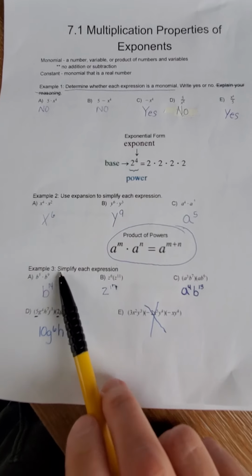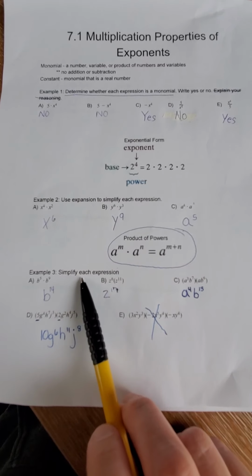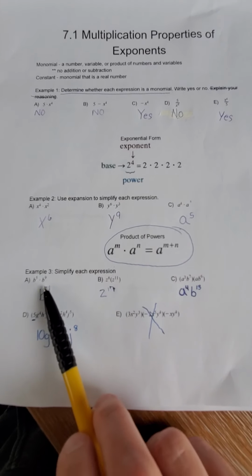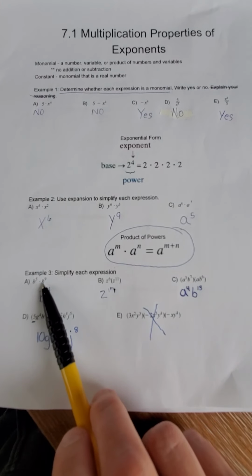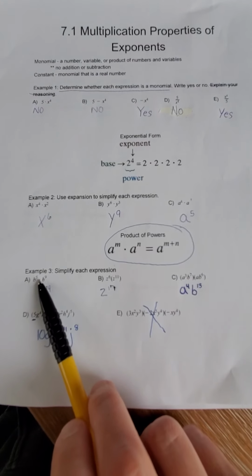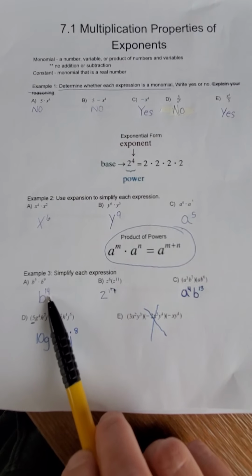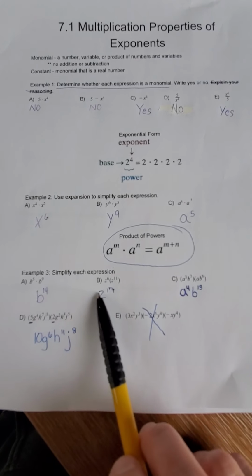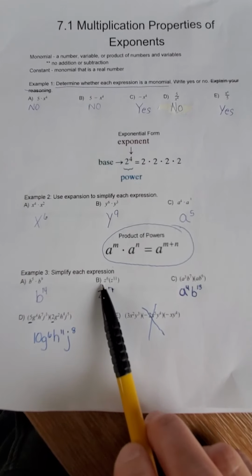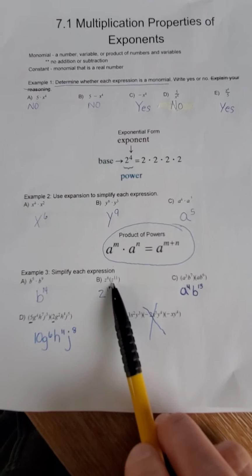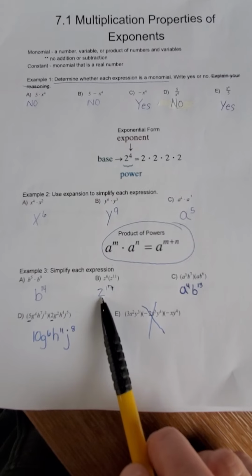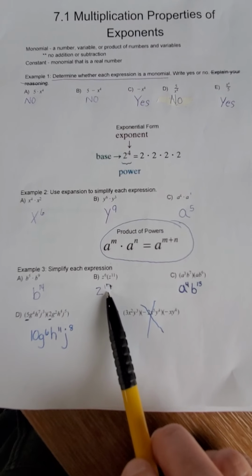Okay, let's take a look at example 3. Simplifying each expression. Okay, again, same review. Keep my base, I'm adding. So 5 plus 9 is 14, b to the 14th. Letter B, I have z to the 6th times z to the 11th. Okay, keep my base of z, it's the same. 6 plus 11 is 17.